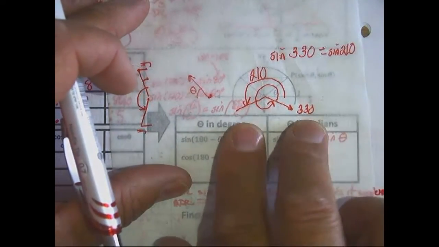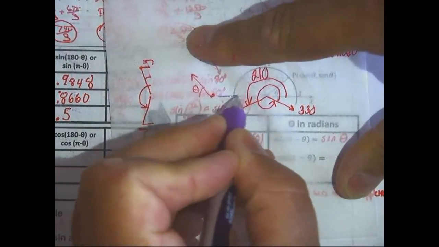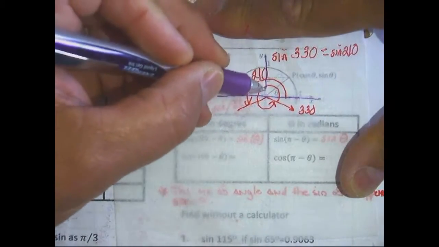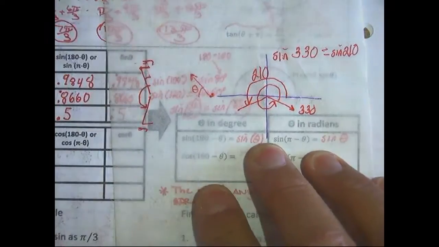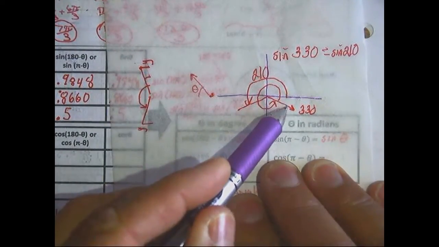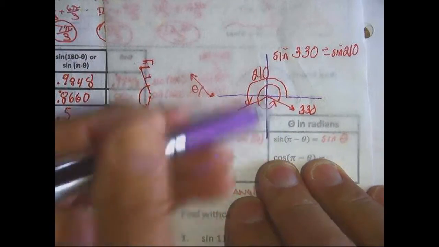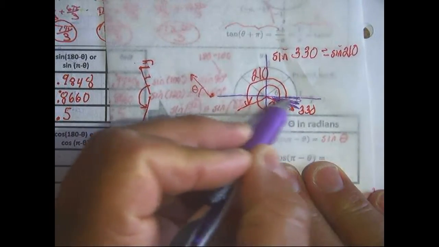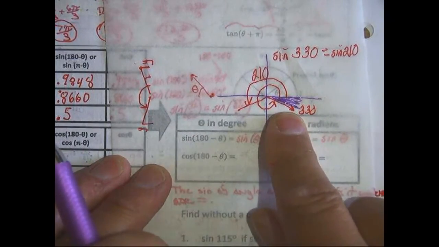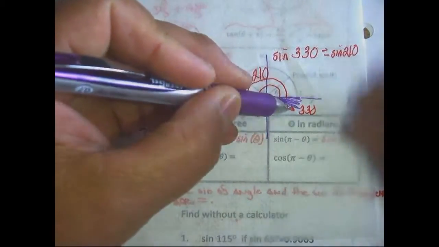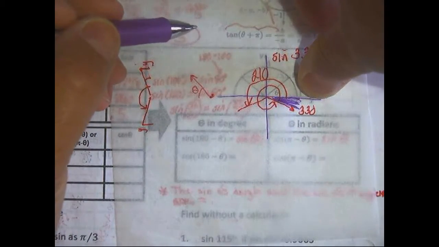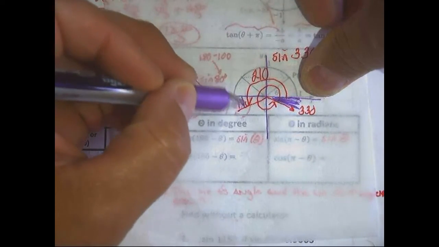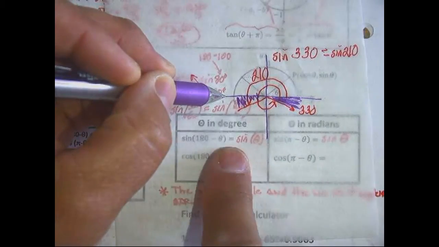How are these two numbers related? Well, there's a couple ways you could do it. If you look at 330, how big is this little angle here? 30. So it's 30 degrees below that line. Well, what angle would be 30 degrees below this marker?